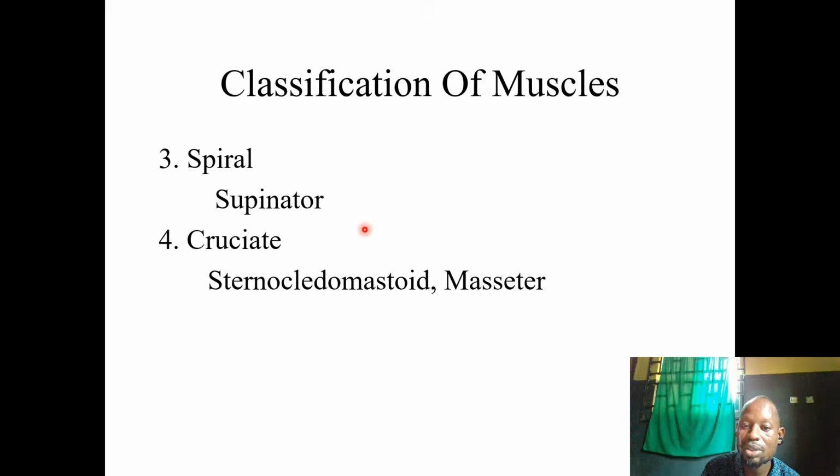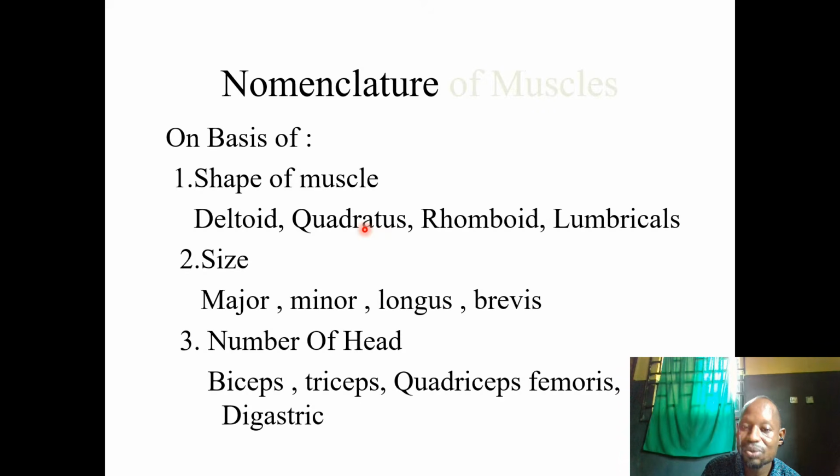We have the quadratus lumborum. All right, so that's just it. The shape is quadrilateral. Then the muscles that have the rhomboid shape are the rhomboids. You have rhomboid major, you have rhomboid minor. So the rhomboid is named by their shape and will also fit into size. Okay, so it combines both shape and size. Rhomboid is shape, the major is larger, the minor is smaller, like we said earlier on.